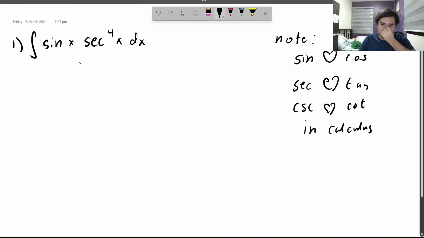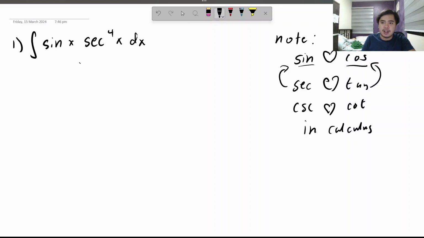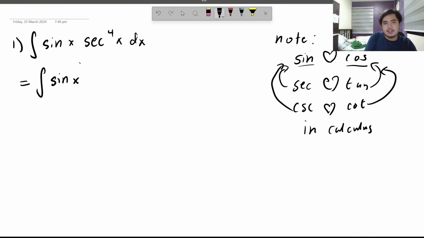So what we have to do is to actually transform everything that is not sine or cosine, which is everything here, back into sine and cosine. Because the secant here looks kind of sus, if you will. So now, let's try doing that. Sine x remains sine x because sine x is good. Then secant to the power 4x, we all know that is just 1 over cosine to the power 4x, since secant is 1 over cosine, dx.